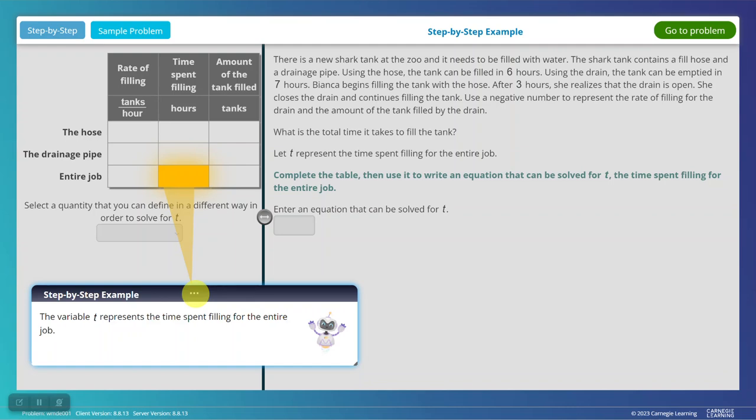What is the total time it takes to fill the tank? Let T represent the time spent filling the entire job. Complete the table, then use it to write an equation that could be solved for T.